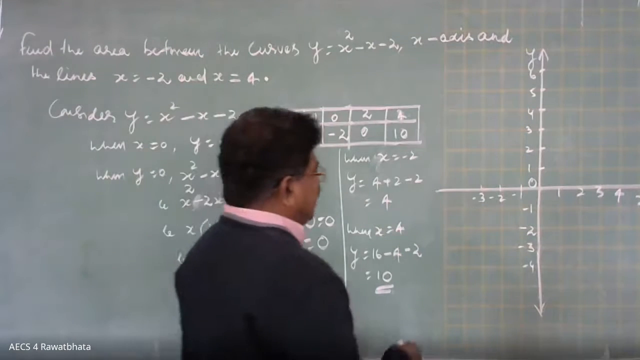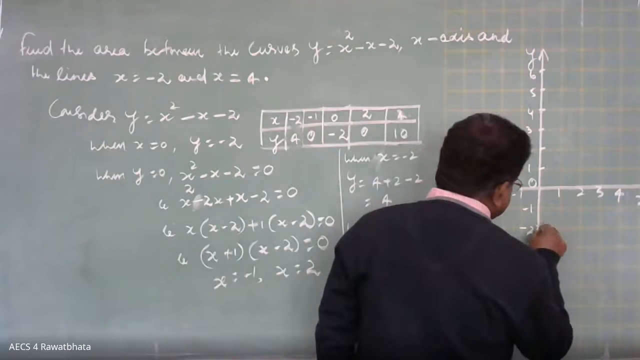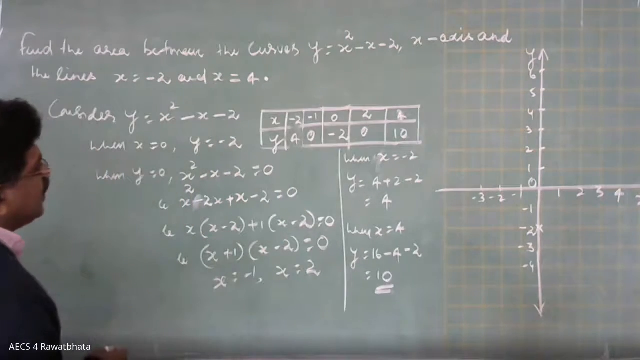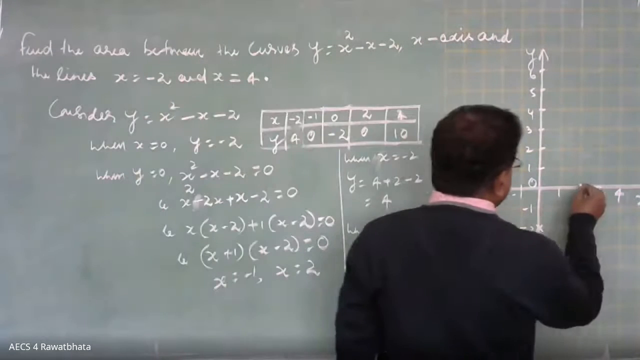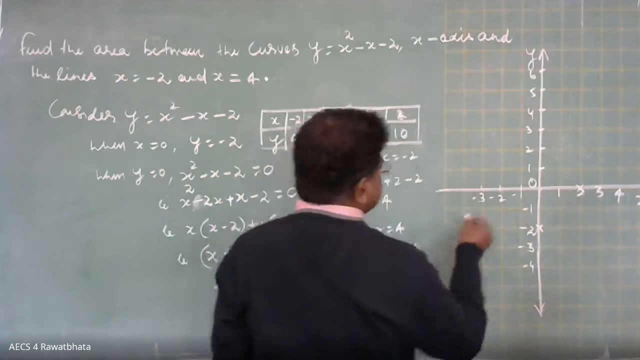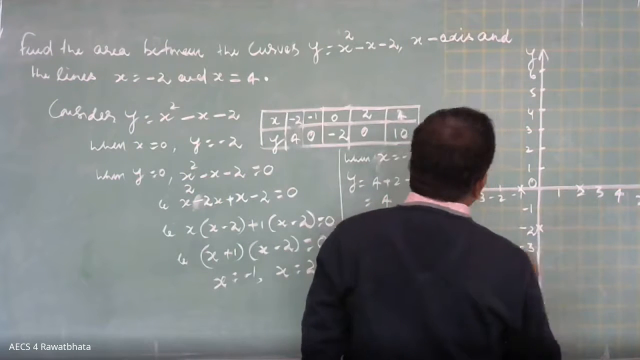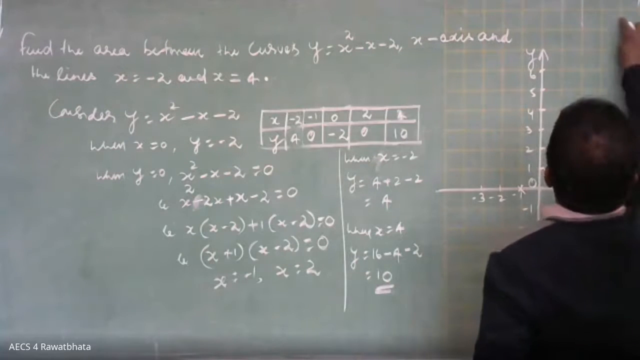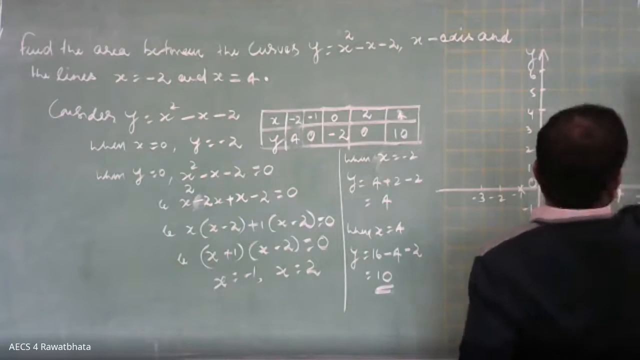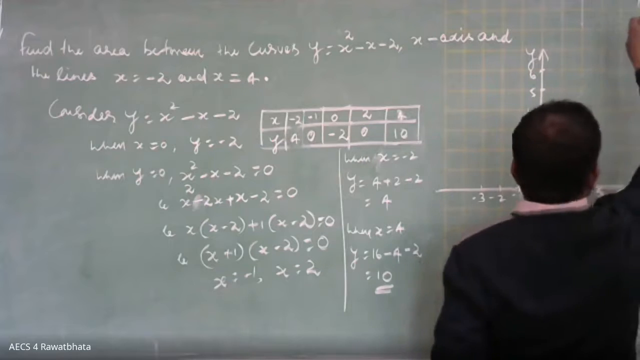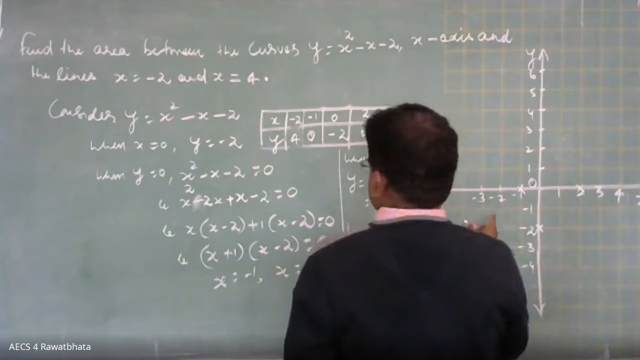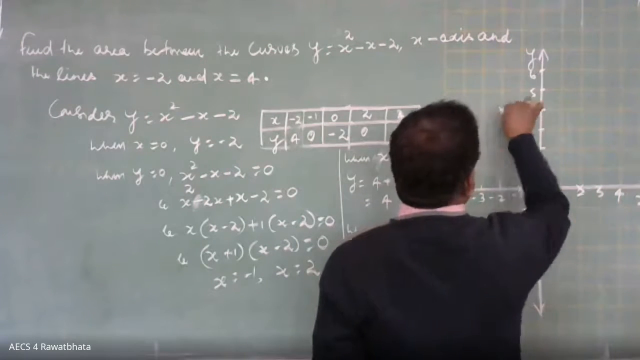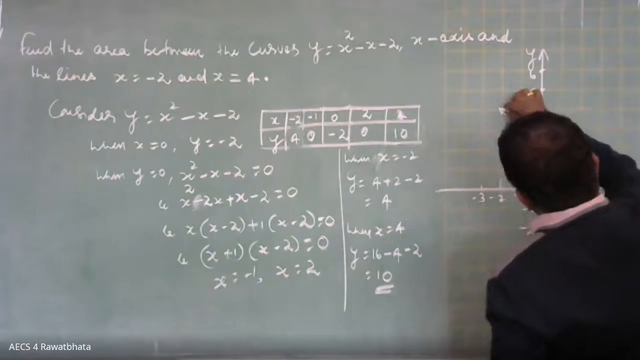When x is 0, y is minus 2. You have seen the points. One is 2 comma 0. Another one is minus 1 comma 0. Then when x is equal to 4, y is 10. It goes up: 6, 7, 8, 9, 10. I kept 4 here. And when x is minus 2, y is equal to plus 4. Now we can draw the graph.